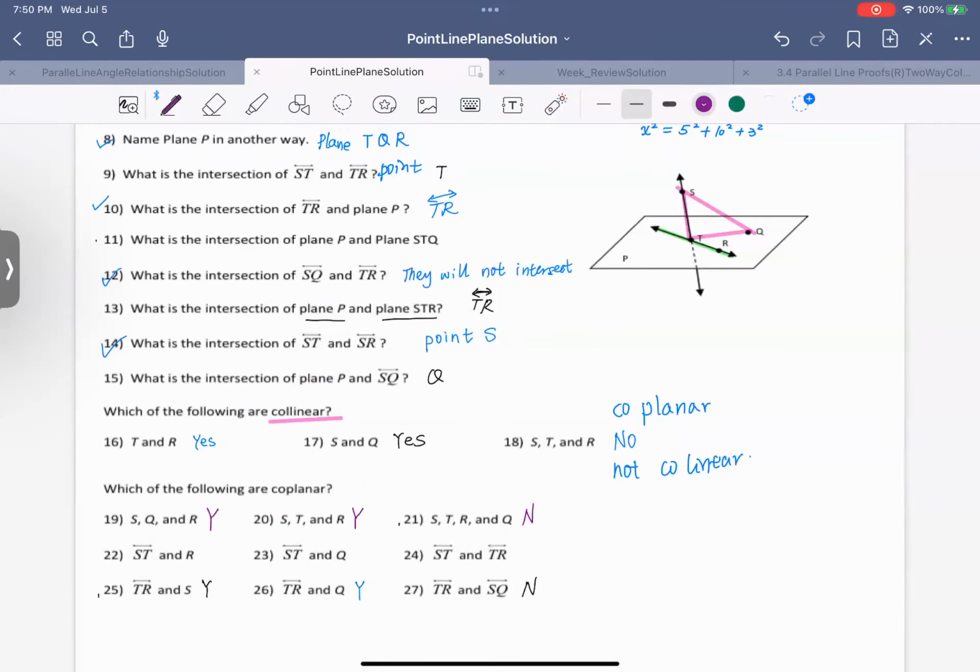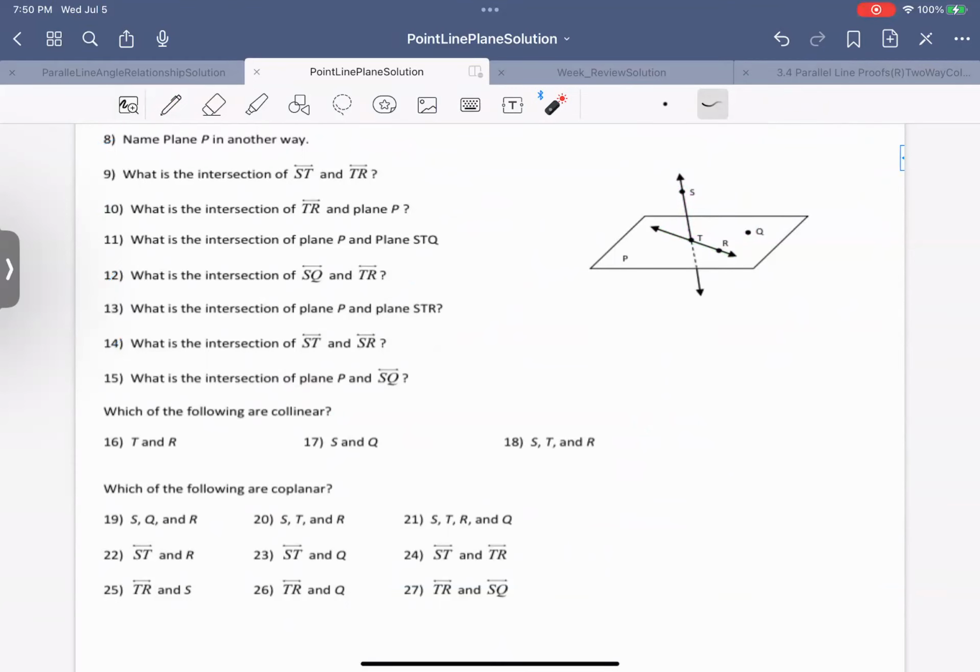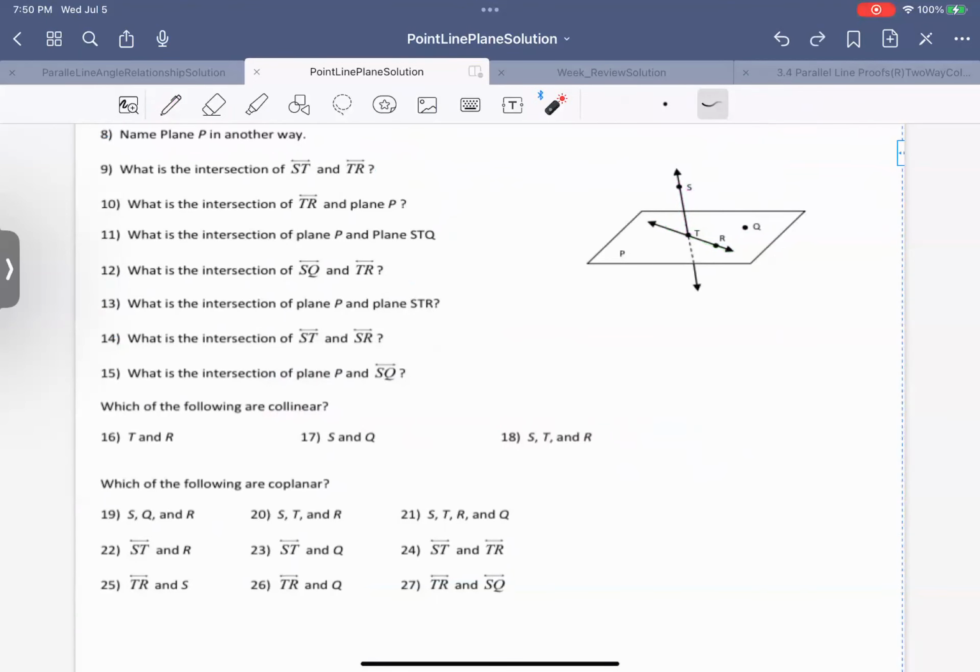Next one. Let's see, Jeffrey. ST and R is coplanar? Yes, this one is yes. And then ST and Q. Yes. Good job. That's yes. And then ST, oops. Something wrong here.